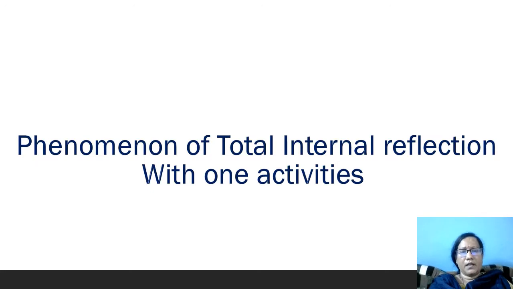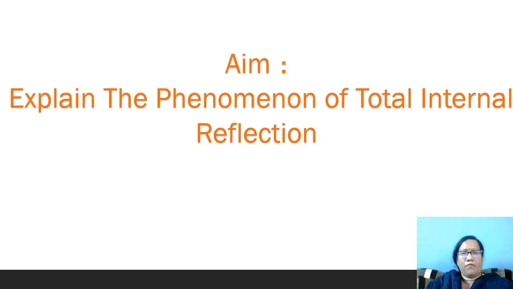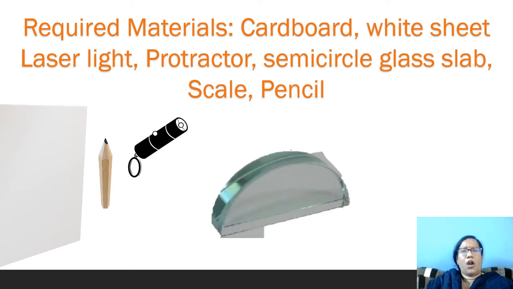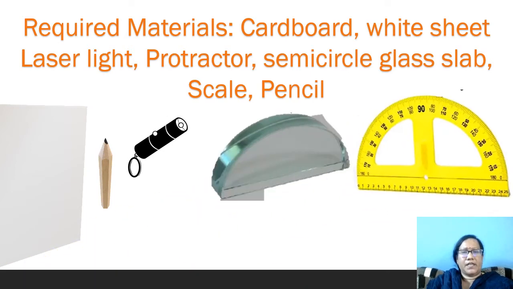Children, let's do one activity. What is the aim of this activity? Explain the phenomenon of total internal reflection. What materials are required? Cardboard, white sheet, laser light, protractor, semicircular glass slab, scale, pencil. So these are the materials we use.